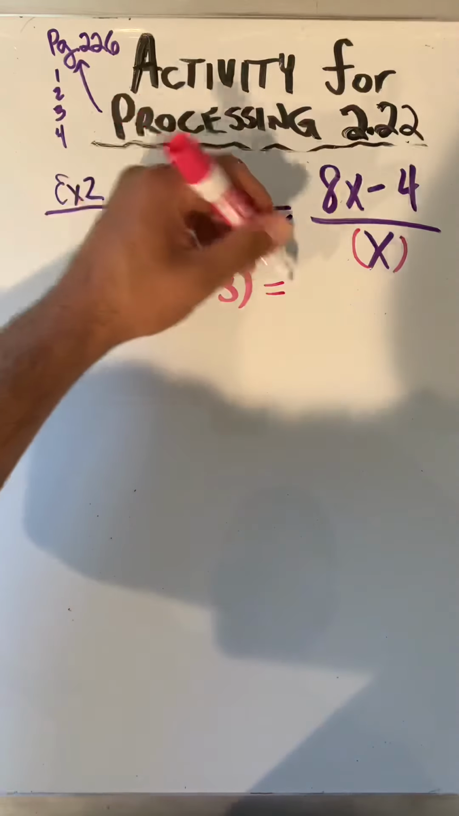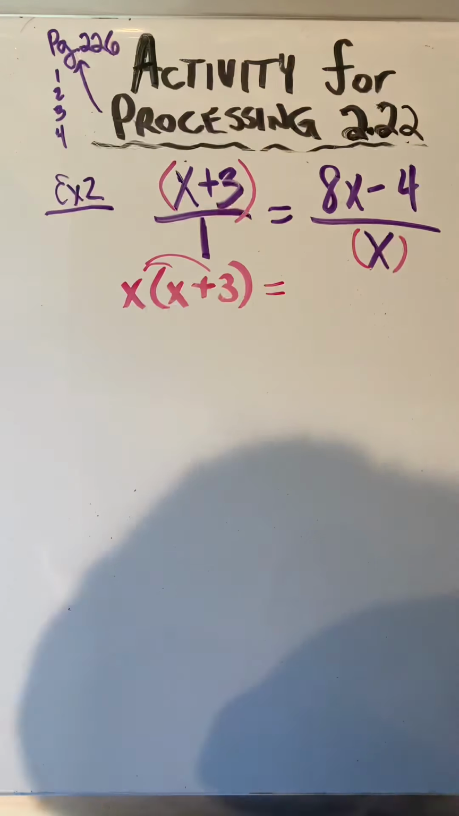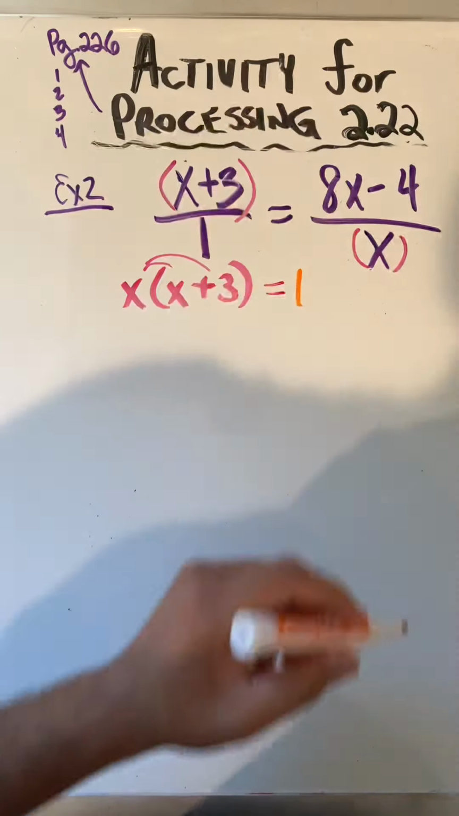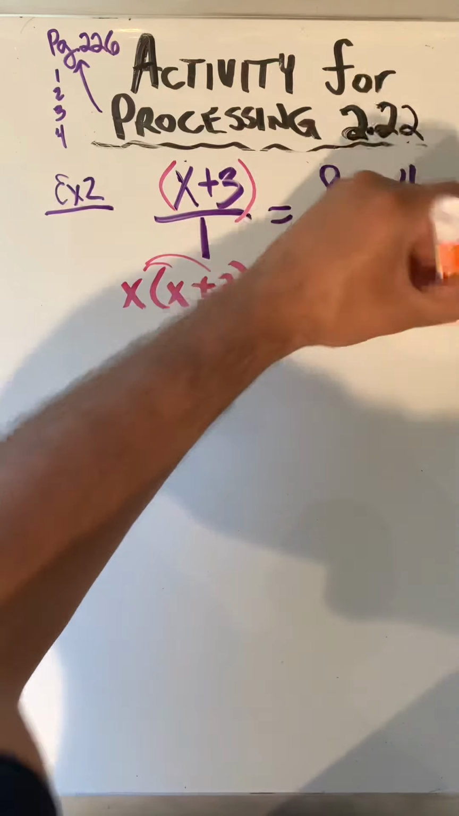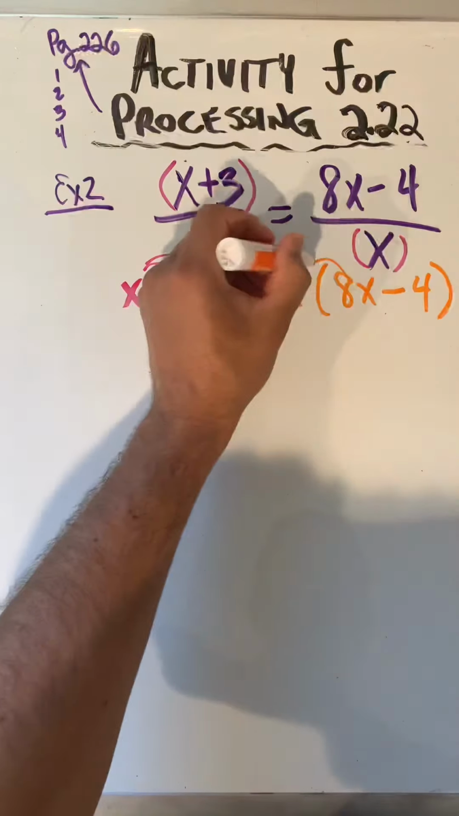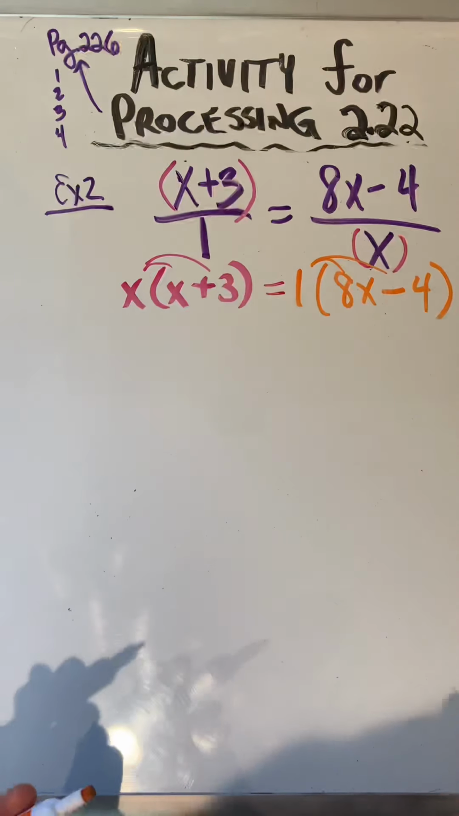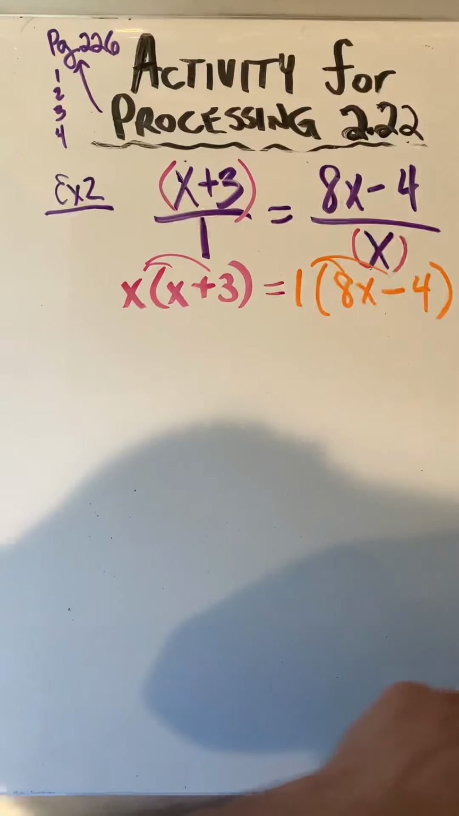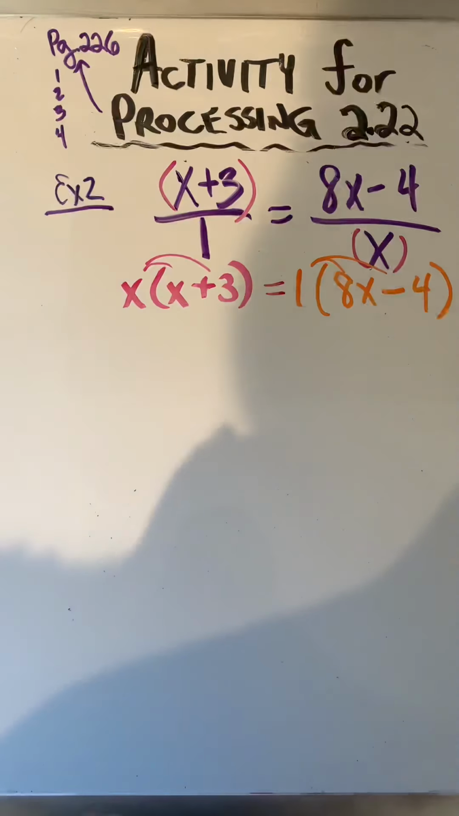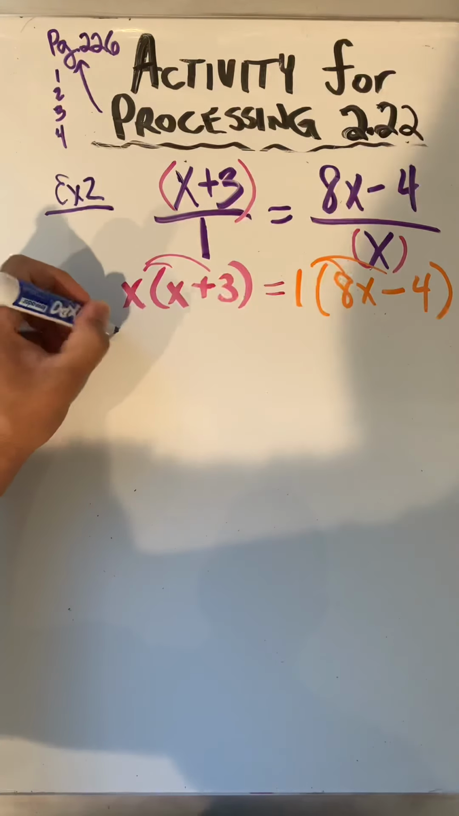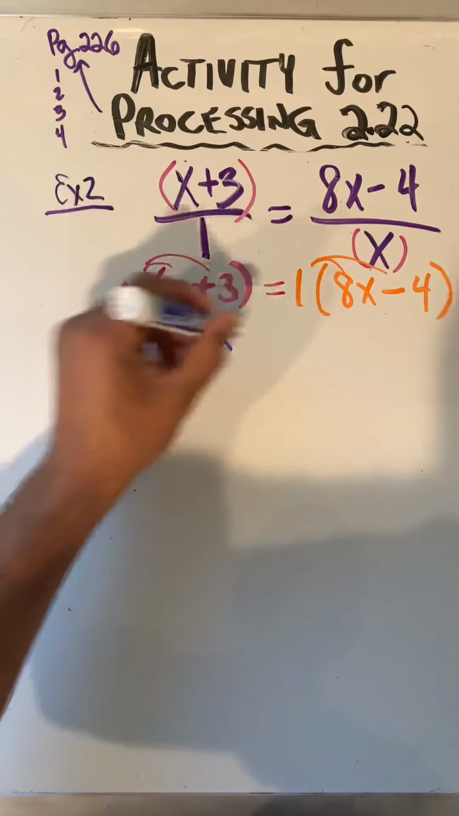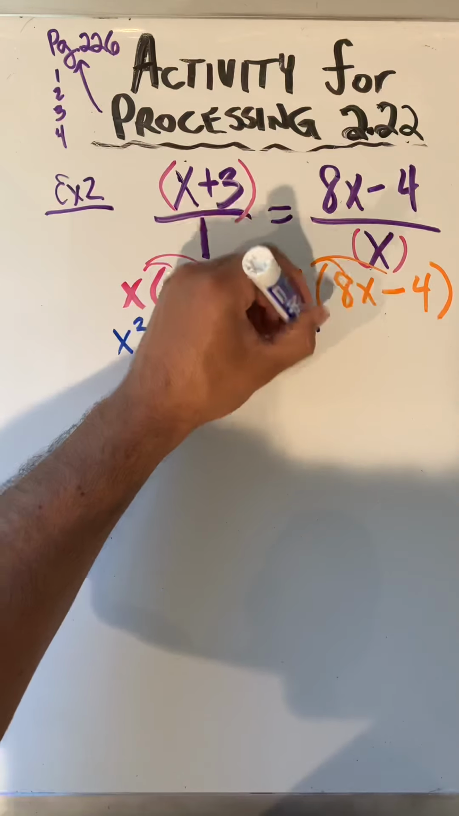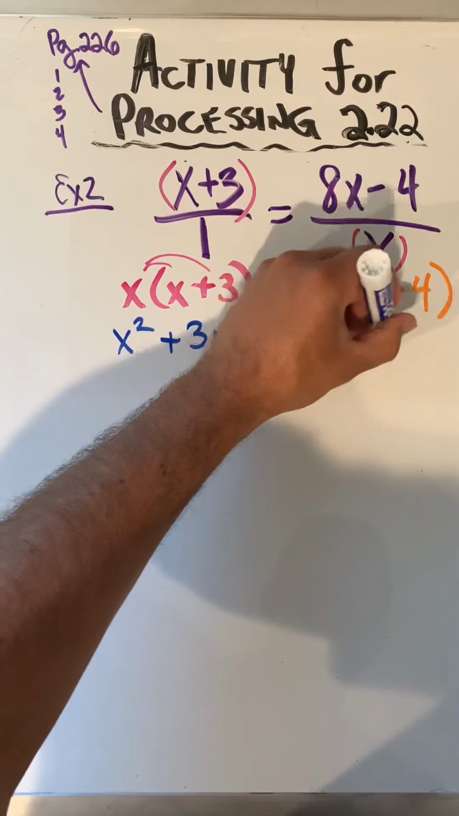Same thing over here, right? You got 1 times 8x minus 4. And I'm going to draw these little arrows to signify I'm going to do the distributive property on the next step. All right, so let's do the distributive property. So x times x is x squared. x times 3 is 3x. On the right, we got 1 times 8x and 1 times negative 4.